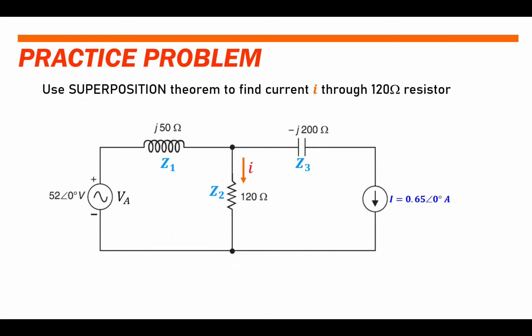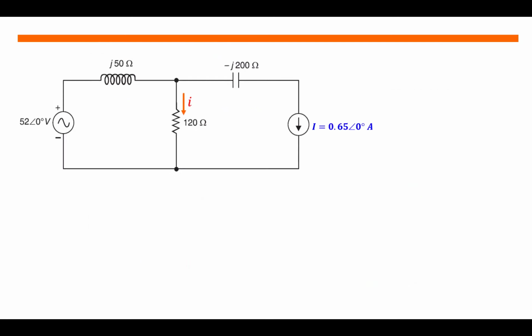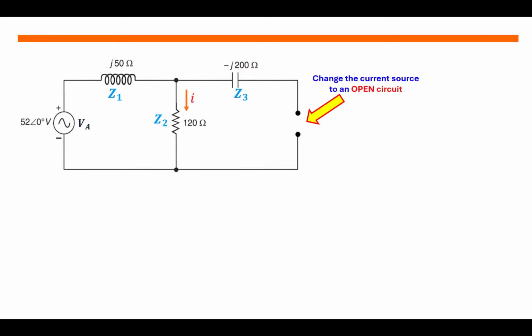So using superposition theorem, find the current I through the 120 ohm resistor. So we have here three impedances and we have two sources. One is the voltage source and the other one is current source. So if we're going to analyze this, we simply use or consider the voltage source. So the voltage source muna ang gagamitin natin. Itong current source, papalitan natin lang simple ng open circuit. So we have to change the current source into an open circuit.